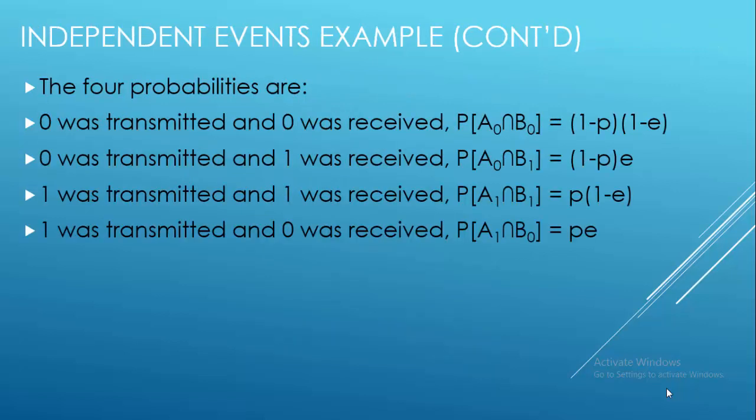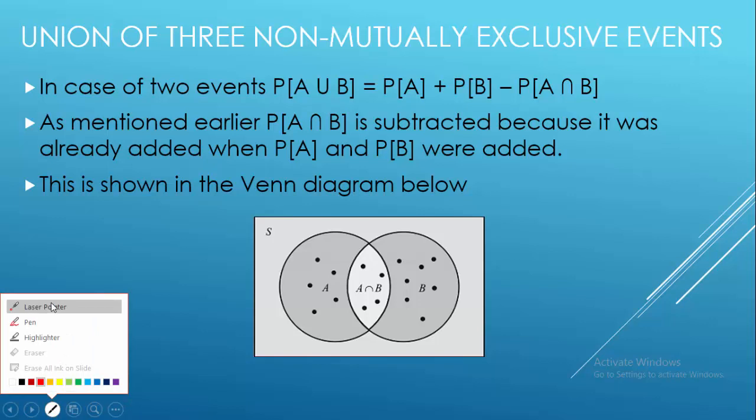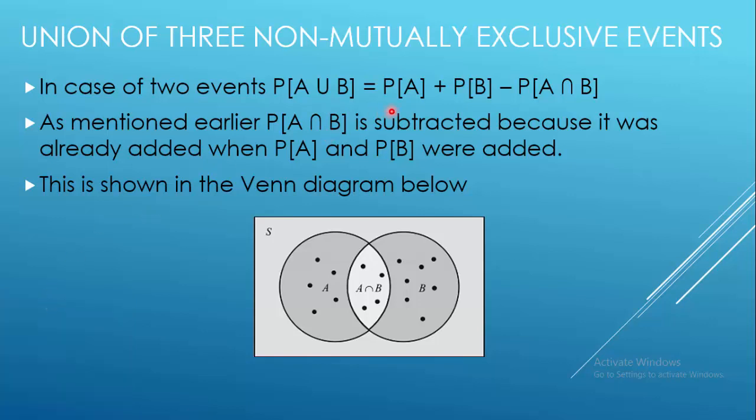Now, after going through the dependent and independent events, we will learn about non-mutually exclusive events, and especially when we have got more than two events. So first of all, we look over here. We have got two events, A and B, and they are not mutually exclusive.